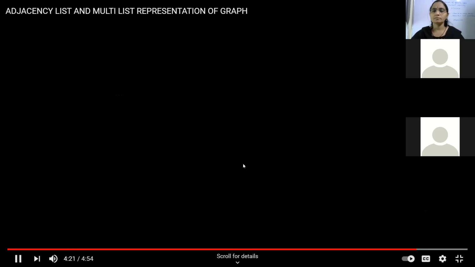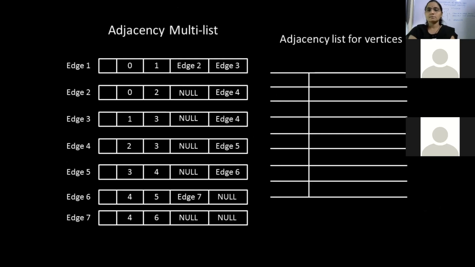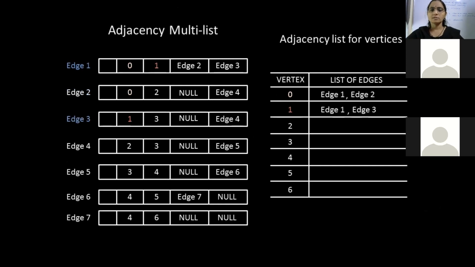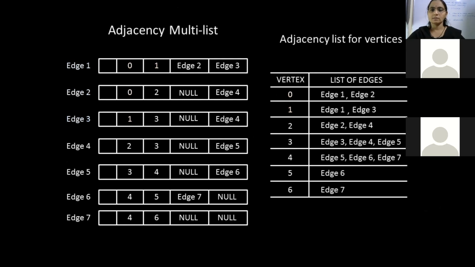Now, given the adjacency multilist of edges, we can construct the adjacency list for vertices. Vertex 0 is in the adjacency list for H1 and H2. Therefore, the list of edges for vertex 0 contains H1 and H2. The list of edges for vertex 1 contains H1 and H3. Similarly, we can get the list of edges for all other nodes.